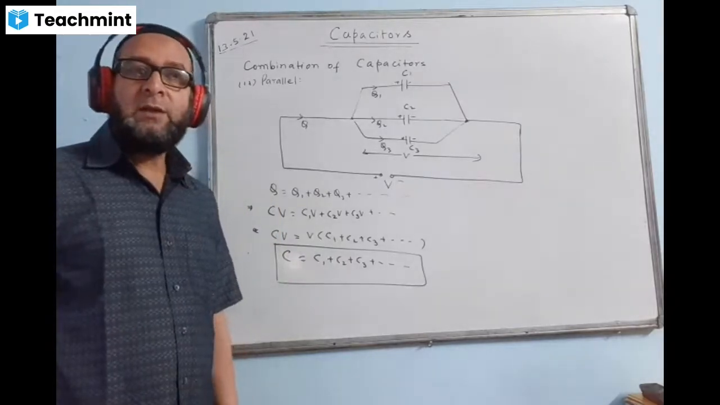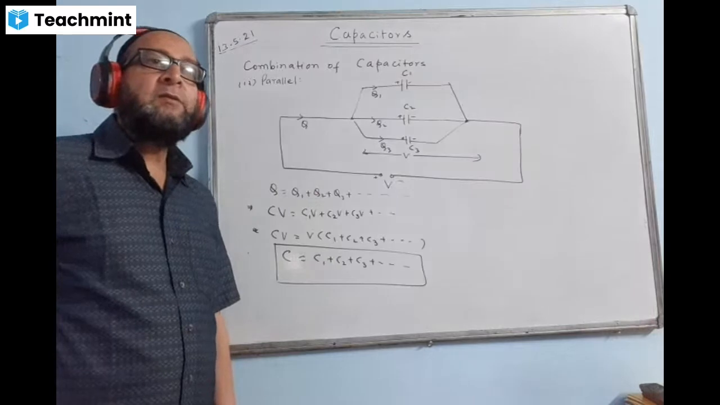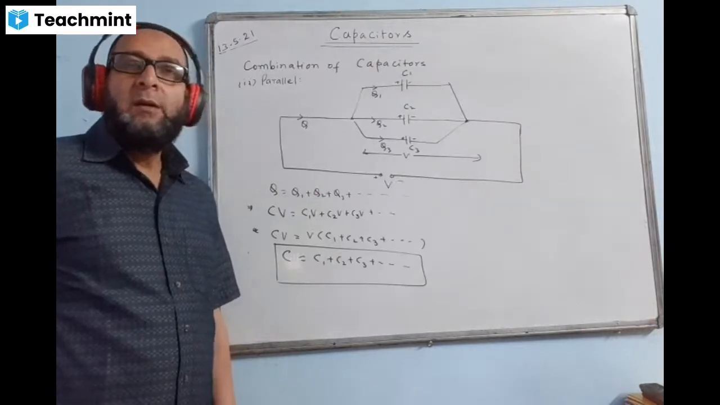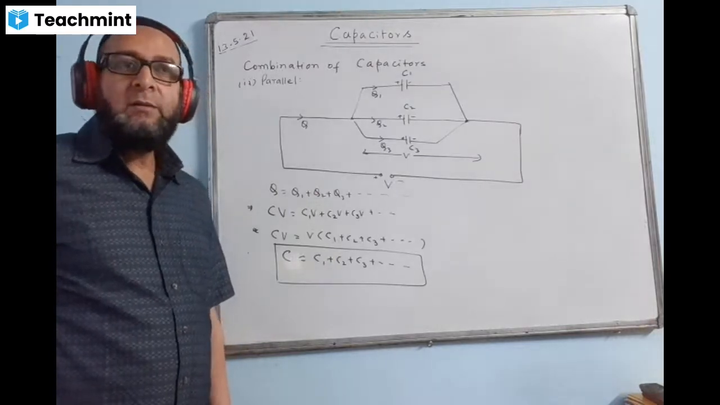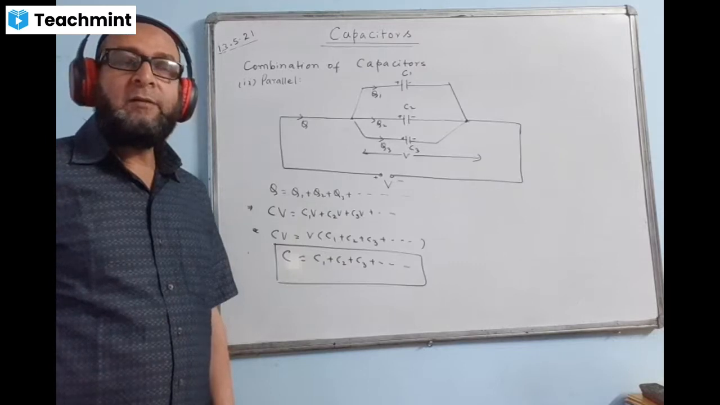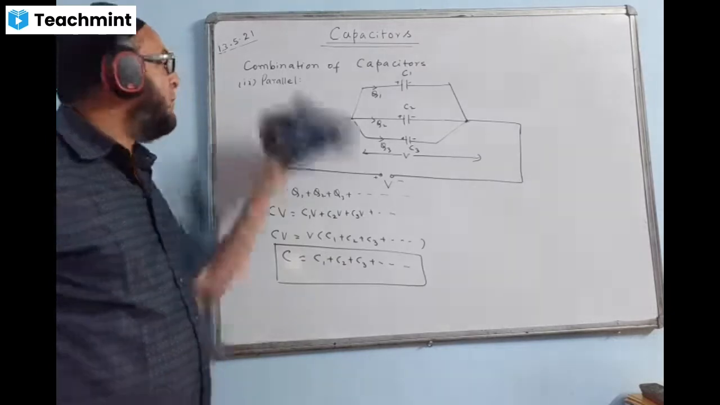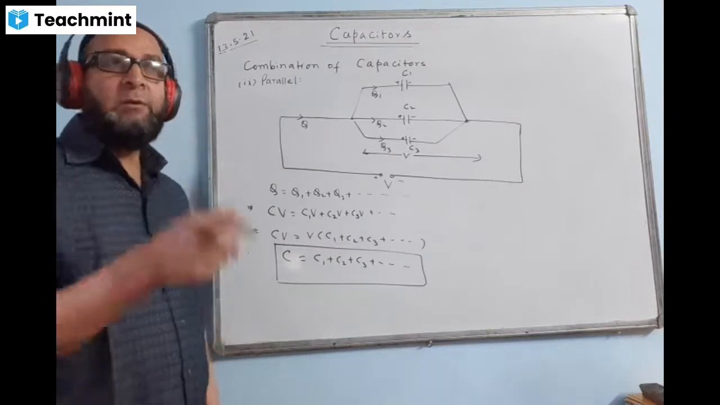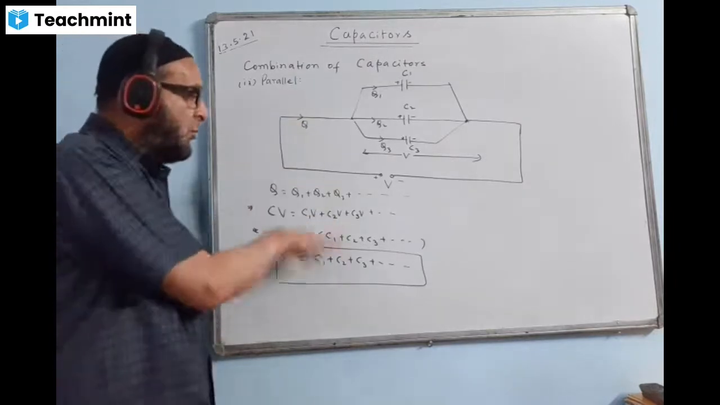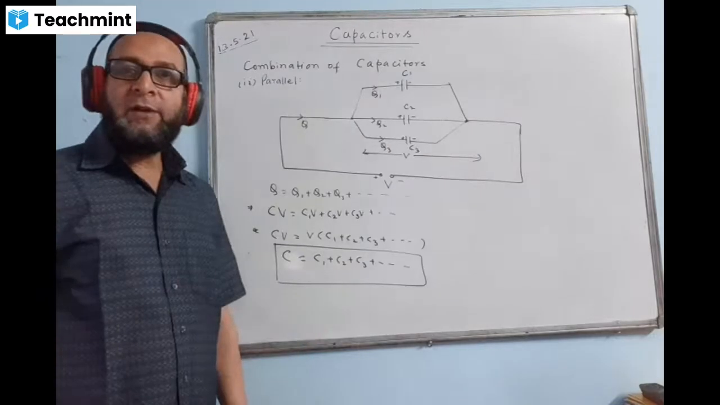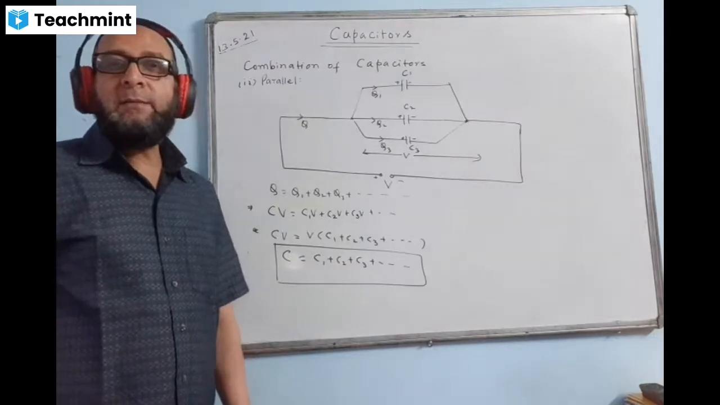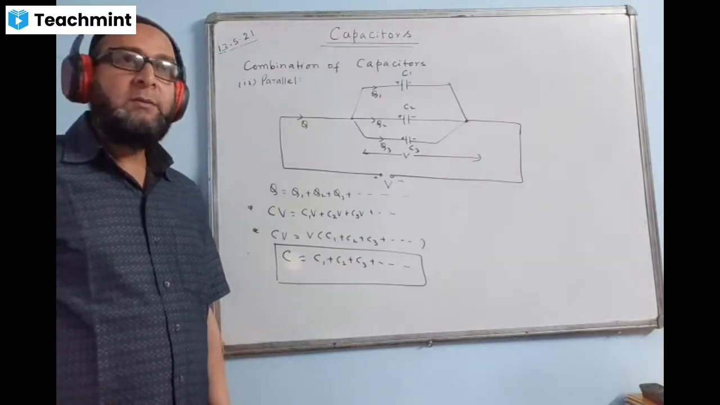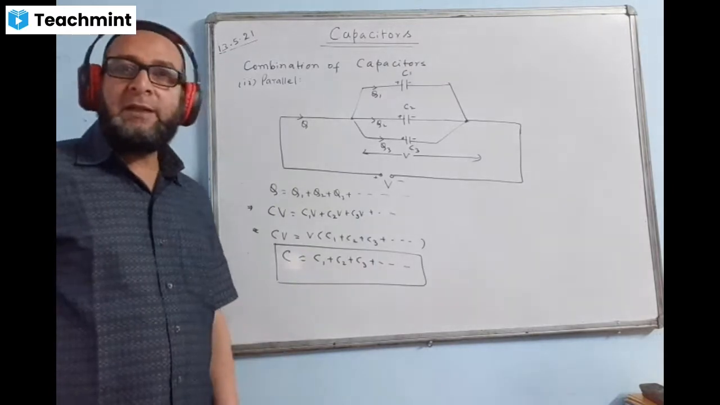You are given a capacitance of 6 microfarad. You want to make it 10 microfarad. What type of combination do you have to go for? You have to go for parallel combination. 6 microfarad plus 4 in parallel. So 6 plus 4 together will become 10 microfarad. That means for increasing we will think about the parallel method, and for decreasing we will think about the series method.